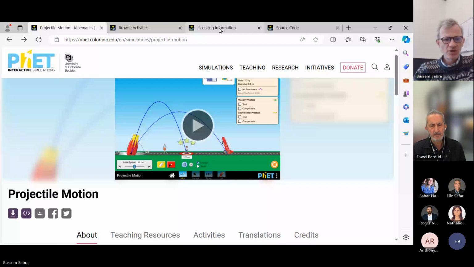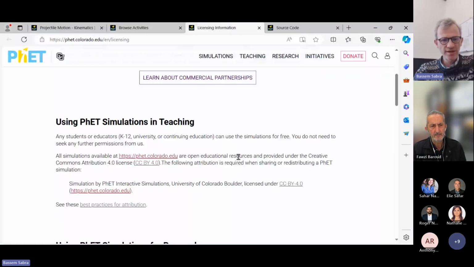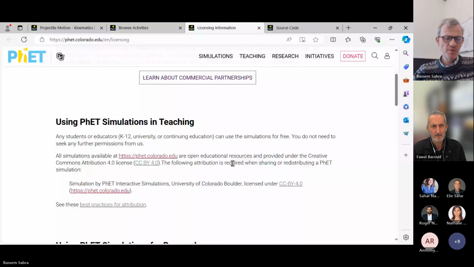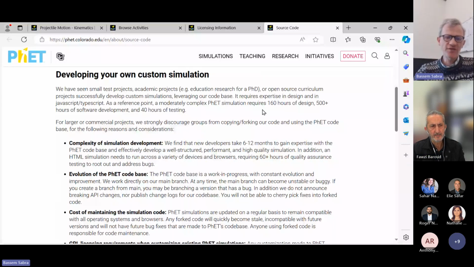These, as I said, are open, so they are under CC BY, and they have the thing that they'd like people to use if they are sharing it. So it's basically, Fauzi, this is the most permissive, right, of these Creative Commons licenses. Right. Now they make their source code available, of course, but it's not for the faint-hearted.